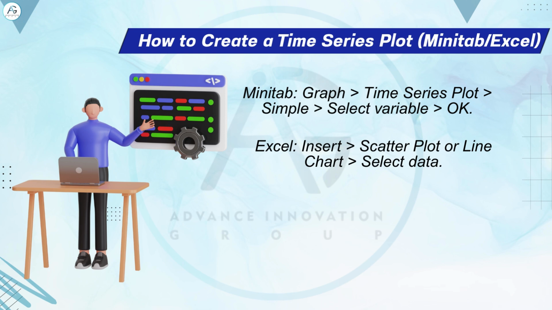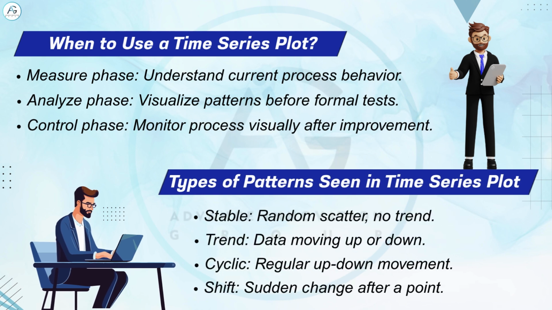In Excel, go to the Insert tab. Choose either a scatter plot or a line chart. Then, select your data, with time values in one column and measured values in the other. Excel will create a visual showing the trend over time. Both tools help you track process behavior and identify trends, making the time series plot a valuable tool in quality and performance analysis.